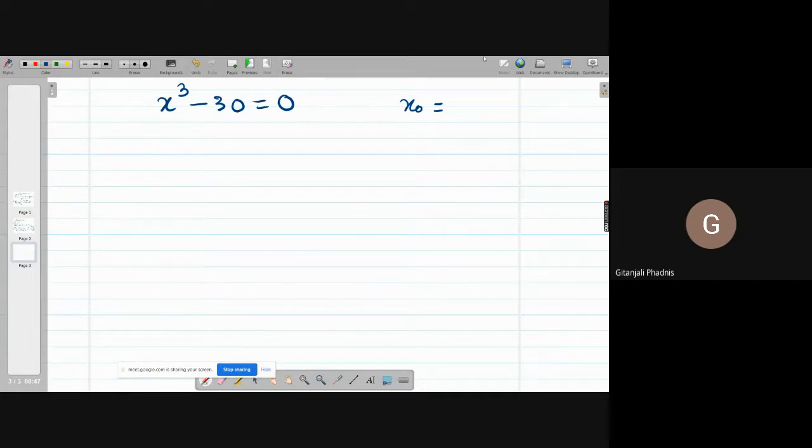Can you guess it easily? Which number is a perfect cube and very close to 30? 25? 25 is a cube? 27. 27 is a cube, right? And the cube root of 27 is 3. And this 30 and 27, they are very close. So my answer is going to be 3 point something, right?